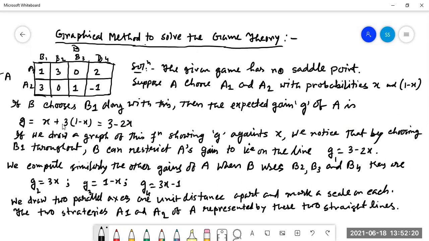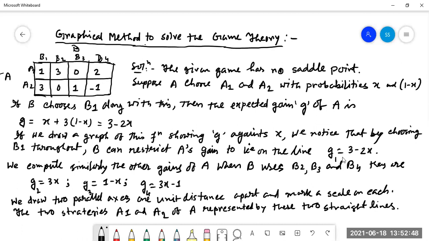We compute similarly for the next ones. For B2, it will be only 3x. For B3, it will be 1 minus x. For B4, it is 2x into 1 minus x into minus 1, that is 3x minus 1. So there are 4 lines here, g1, g2, g3, g4.